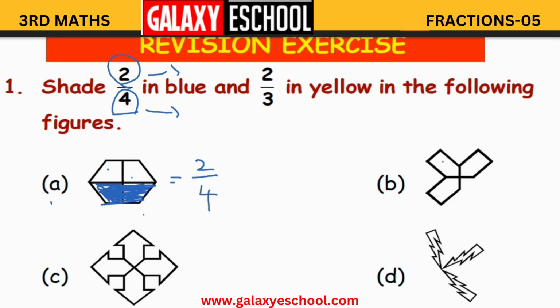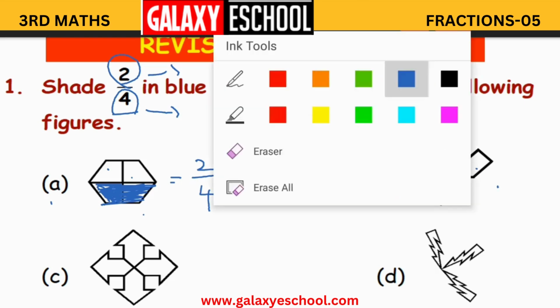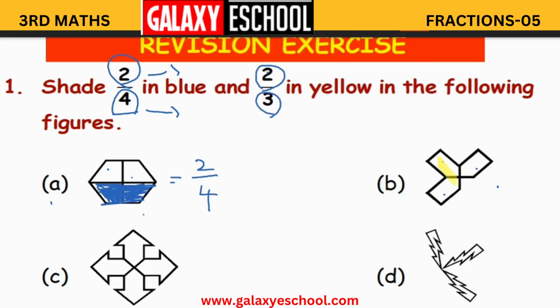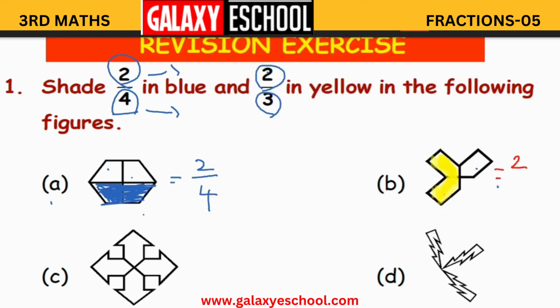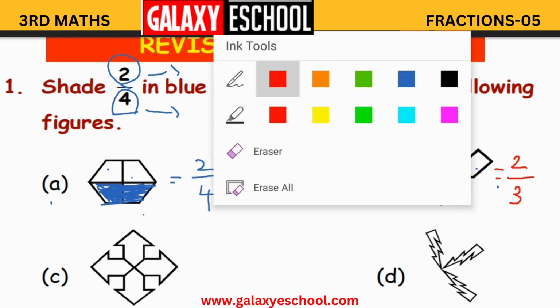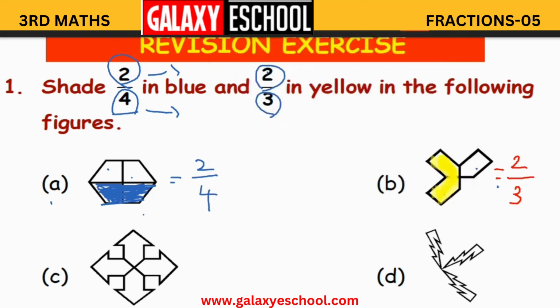Yes. Next, coming to question B. Here we are having 3 parts. Now when we have 3 parts here, 2 by 3 is to be shaded in yellow. That means out of the given 3 parts, 2 are to be shaded in yellow. So let me take the yellow color here. Yes, so 1 part, then 2. So here 2 parts are shaded in yellow. So this becomes our 2 divided by the total number of parts 3. So this represents the fraction 2 by 3.